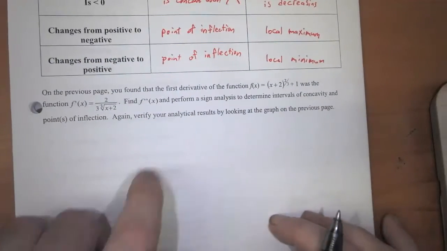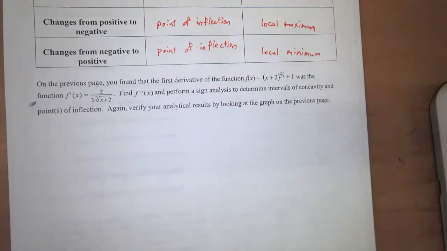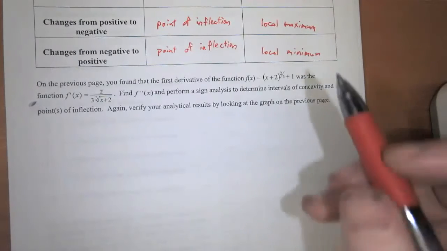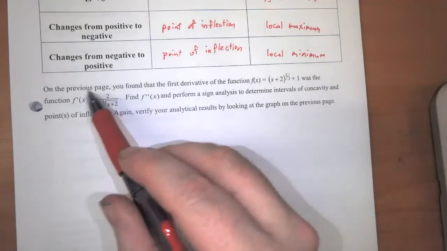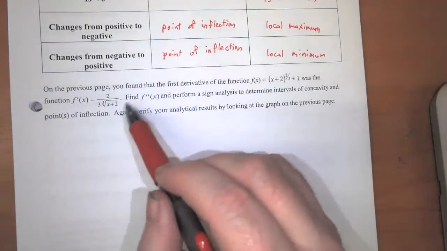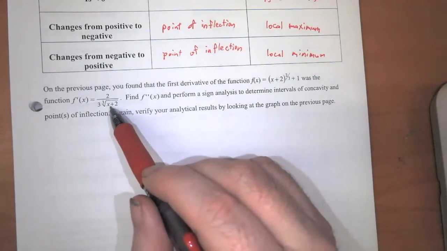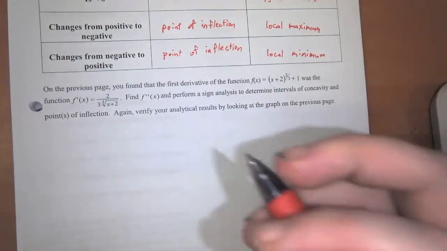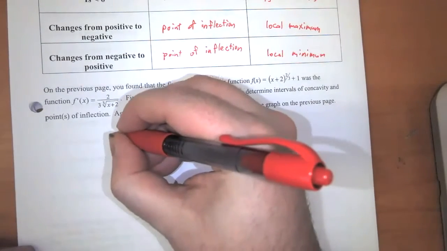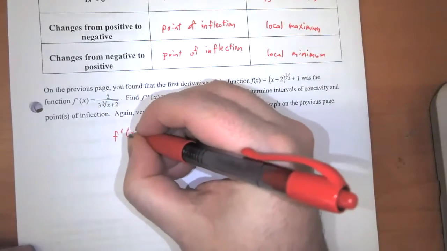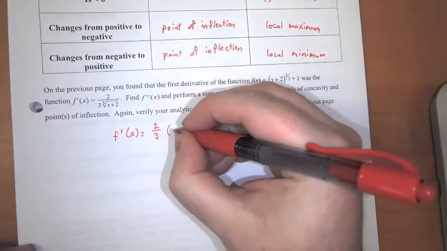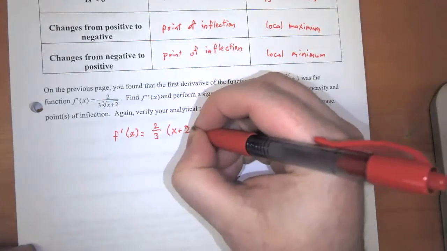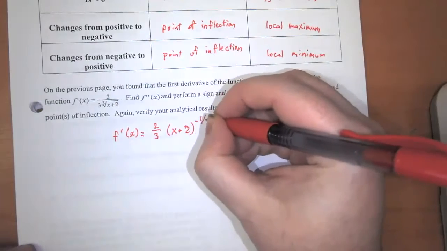Let's take a look at the same example function that we did in the last video. So we looked at x plus 2 to the 2/3 power plus 1. We found that the first derivative was 2/3 times the cube root of x plus 2. Now let's take a look at the second derivative of that function. So f prime of x, we wrote this as 2/3 times x plus 2 to the negative 1/3 power.